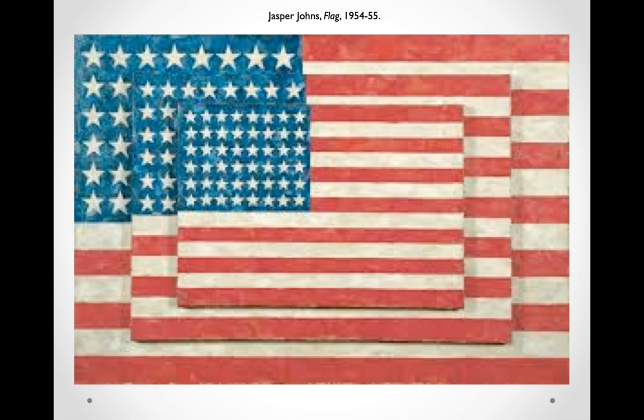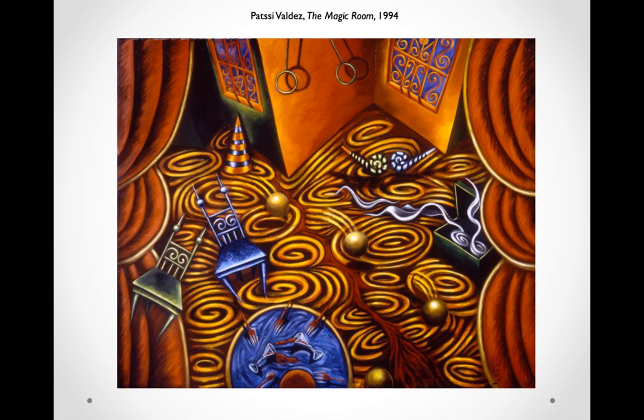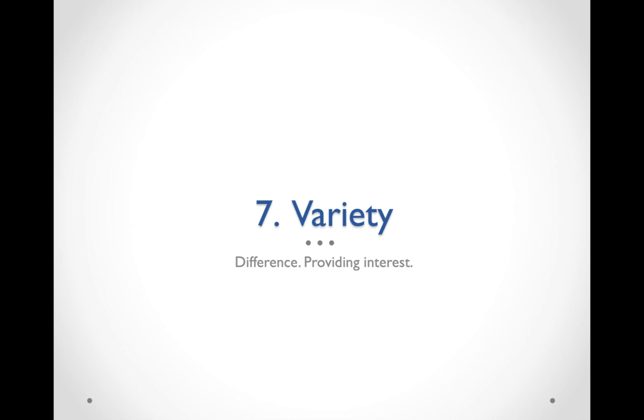Obvious harmony, it's just a repeat. Very limited colors. Harmony here in the repeating of the spirals on the ground and the repeating of the same colors. So variety is the difference.